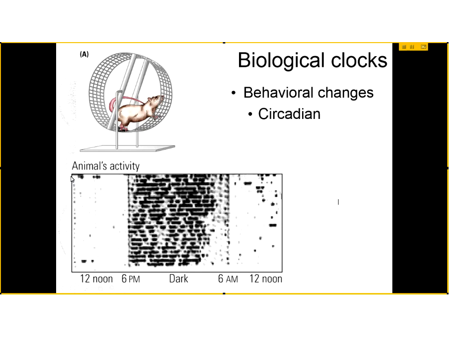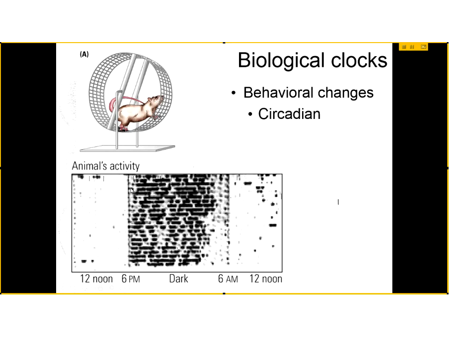What this graph represents is that each line is a single day's activity, whether they were running on a wheel, where wheel revolutions were counted, or each one could be a movement in the cage. What you'll notice is that when the lights go off at 6 p.m., that's when the animals become very active. When the lights turn on at 6 a.m., they start to become less active. The activity is fairly well contained within this dark period for these animals.